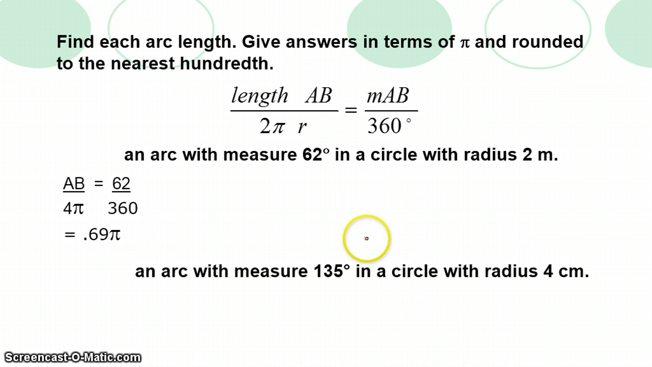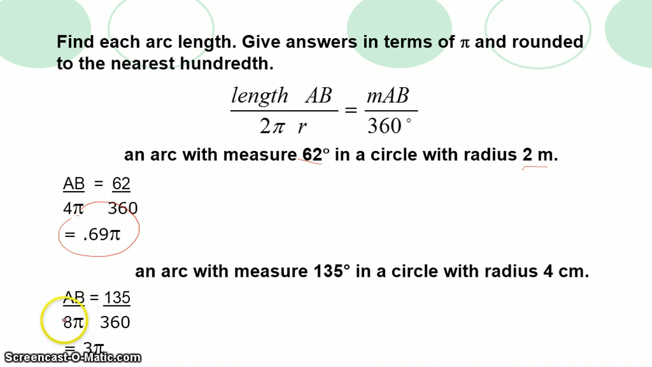Let's take a look at the first one. The arc AB over 4 pi, so the 4 we got because we had a radius of 2 times the 2 here to give us the 4 pi, and the measure of 62 over the total of 360, and multiply it out. And your last one down here, you set up your arc length over 8 pi, that is the radius of 4 times 2 to give us your 8, over the arc measurement of 135 over 360. You multiply those out and divide, and you get 3 pi.